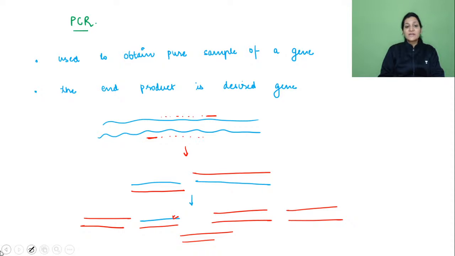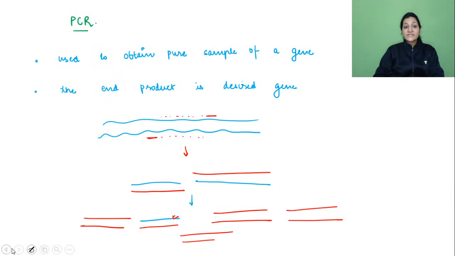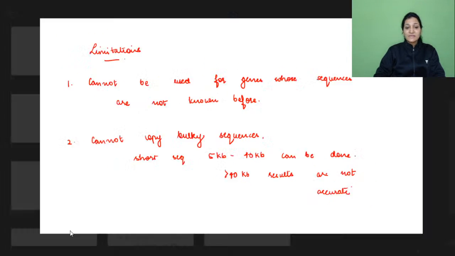And then we have seen that in PCR only a specific sequence is amplified. So it is very specific, and only the desired gene is obtained. We don't have to do much, we just need to isolate the DNA. But the limitation is that only gene sequences known to us can be amplified. Another limitation is that it cannot copy bulky sequences. It can copy only small segments and sequences.